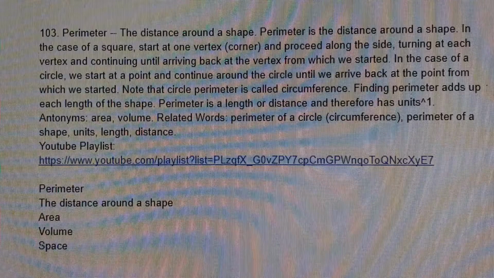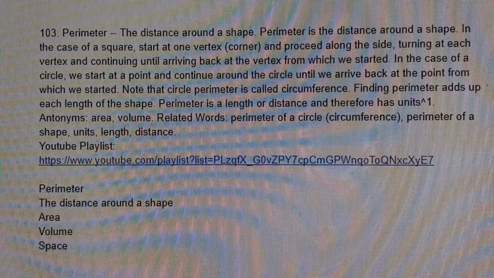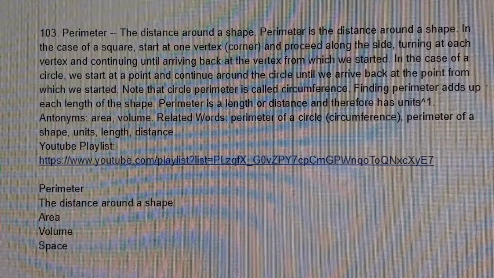Finding perimeter adds up each length of the shape. Perimeter is a length or distance and therefore has units to the power 1.